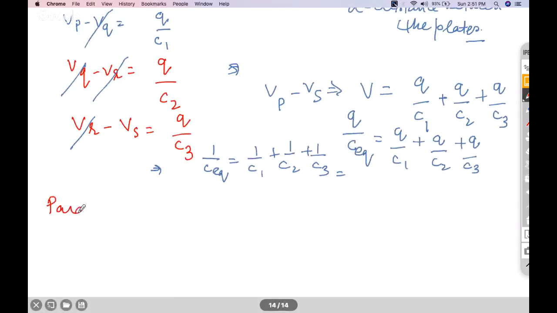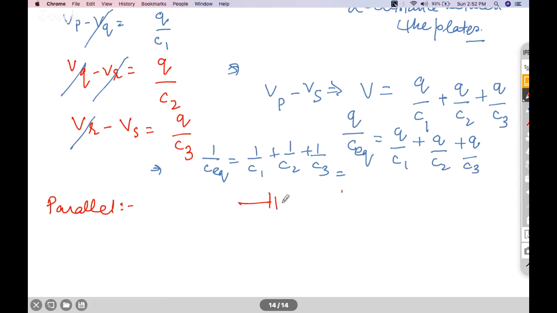So in parallel combination, so in series, when resistances were in series, yes, that is area of plate. A is area of plate. Ruchita, I didn't see your chat before.